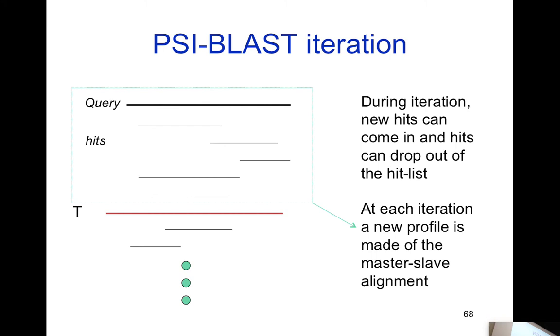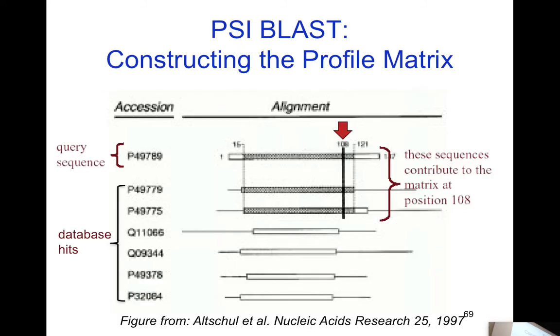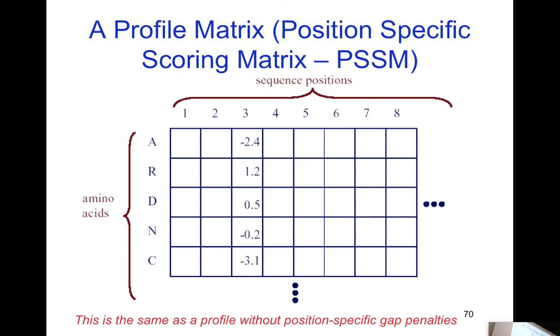So this is the same: the query, you have your hits, and they're aligned to your thresholds. And then you look at which positions, so these are now database hits, and you look at which positions are aligned and which are mostly conserved. And on those you will put more weight. Then you get something like a position-specific scoring matrix.